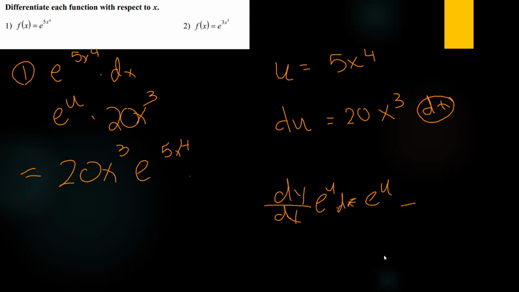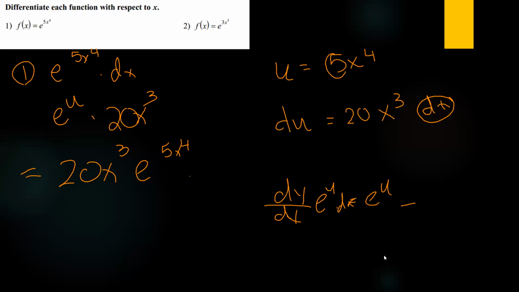Okay. Here 5 times 4 times x to the power n minus 1. So it will be like here, derivation of the power times e to the power u plus c.